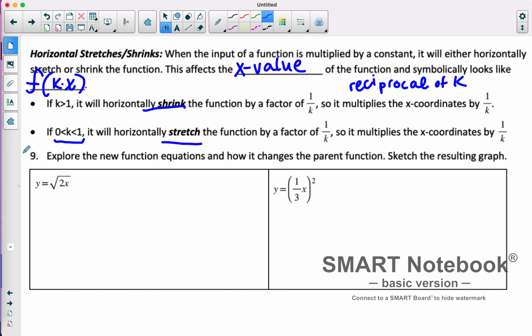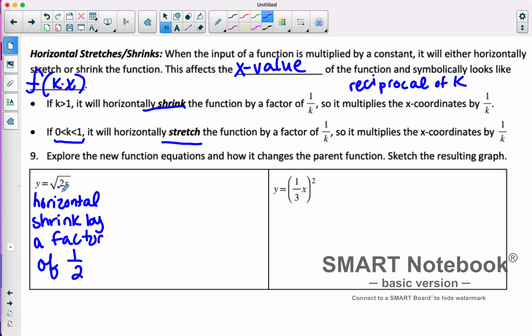So this function is a horizontal shrink by a factor of 1/2, since it's 1 over k. K is 2, 1 over 2 is the factor. We saw that it shrunk the distance horizontally. It maintained the same shape, so you can't really tell a big difference if you didn't graph what the parent function was.